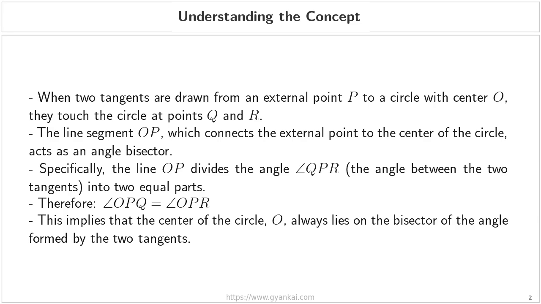What this tells us, and what is vital to remember for the upcoming proofs, is that the center of the circle, O, will always lie precisely on the line that bisects the angle formed by those two tangents. As we will see in the next slide, we can actually prove this using triangle congruence. Now that we've recalled Theorem 10.2 and established that the lengths of the tangents are equal, let's move on to slide 2 to see what this actually looks like in practice.